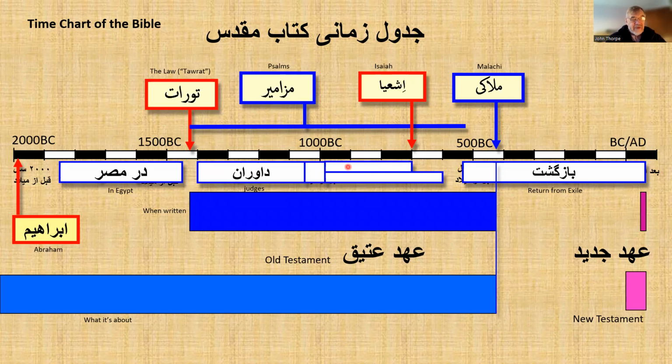After that, Israel breaks into 2 different nations with different lines of kings for each of the nations.